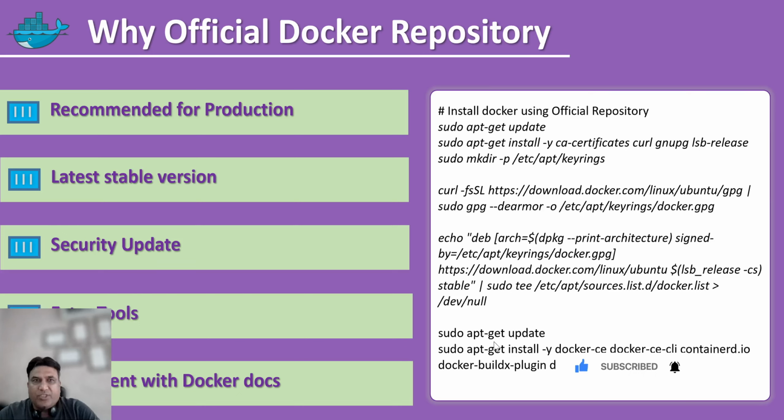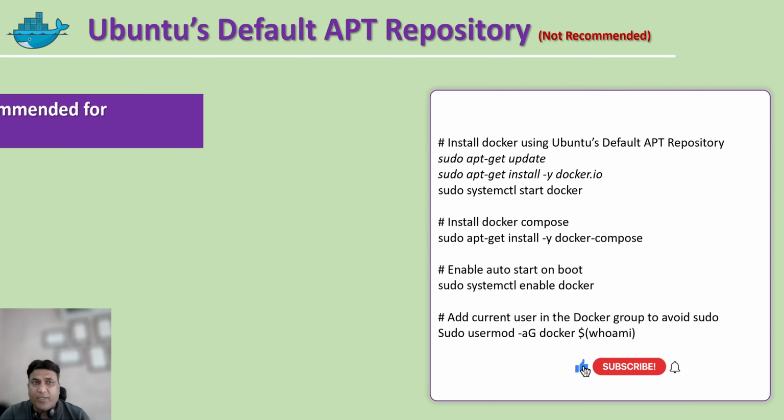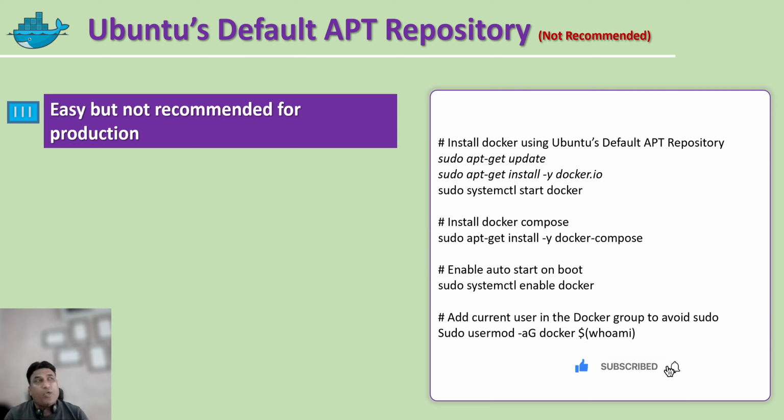Okay, so this is the way you can follow the official Docker repository. Now the second type of installation is the Ubuntu default apt repository, which is not recommended for the production server. But if you want to install on your isolated environment or your local environment, you can go for it because it's easy, but not recommended for production, right? It's an easy setup and it's very quick because you just run one or two commands to install Docker.